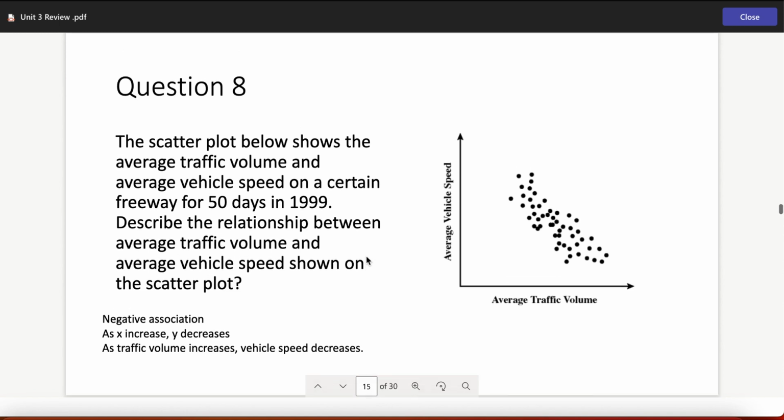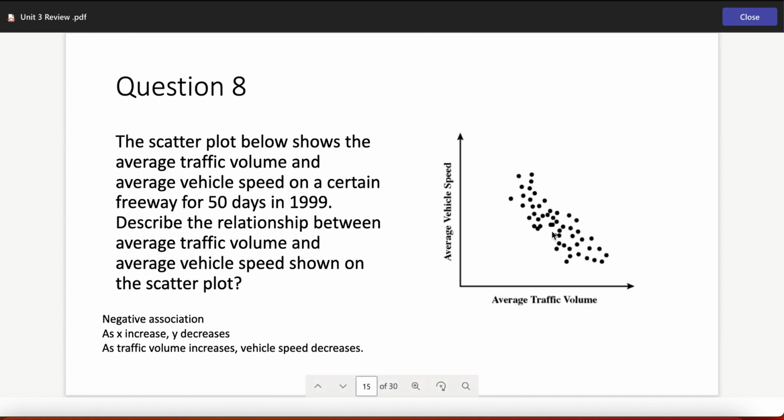Alright, this is the slide that I might stop at. In the next video, I'll be going through the entire slide. So I'm going to go over this question and then I might end the video. Question 8. Same question as the last one. The scatter plot below shows the average traffic volume and average vehicle speed on a certain freeway for 50 days in 1999. Describe the relationship between average traffic volume and average vehicle speed shown on the scatter plot.